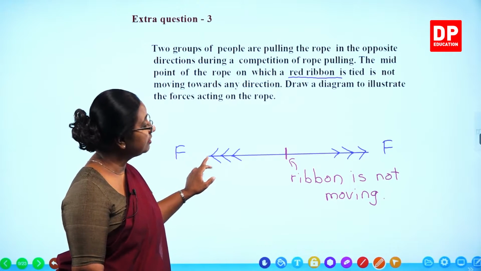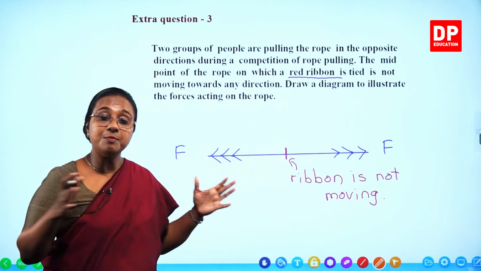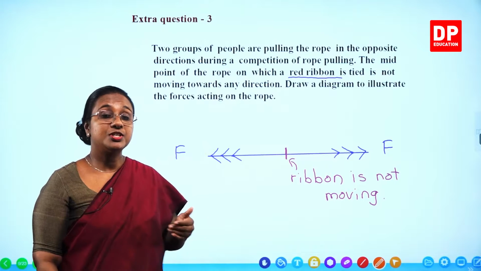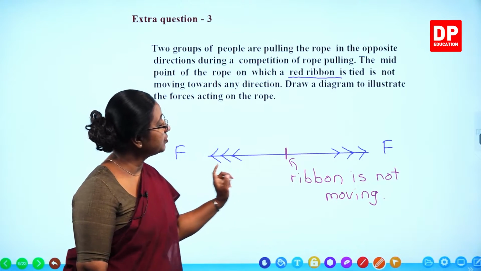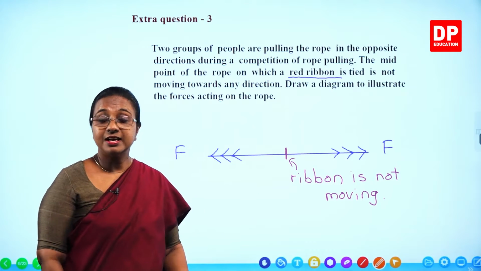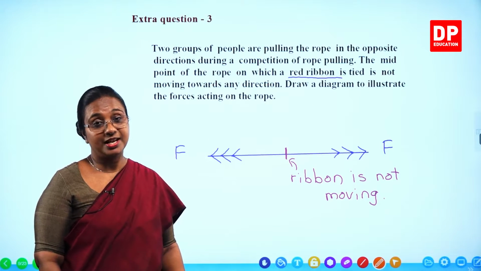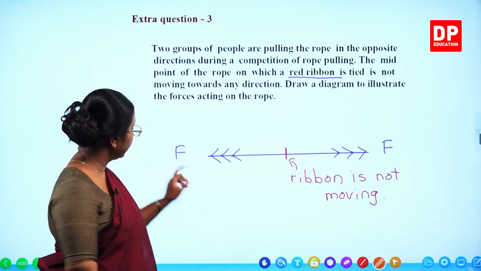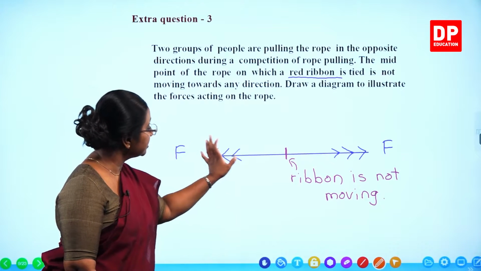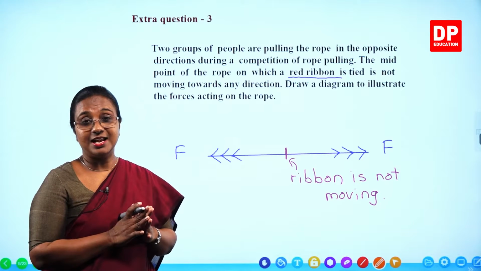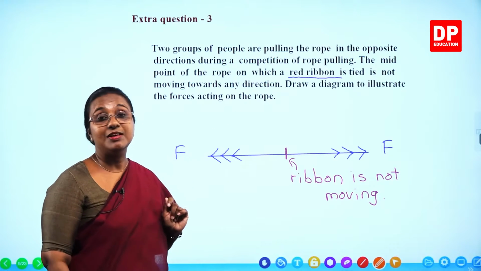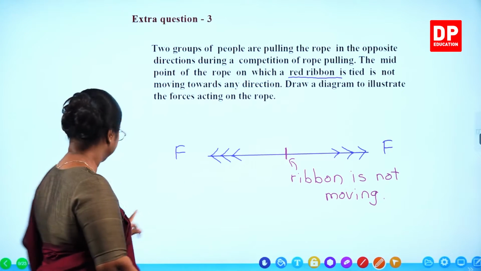It doesn't have to be 3. It's actually the sum of all the forces exerted by all the people. You can also just show one force in this direction and the second force in the opposite direction. That is also correct. But here when we write F, it is the sum of all the forces. I am sure you can understand that. With that, students, we will move on to the next question.